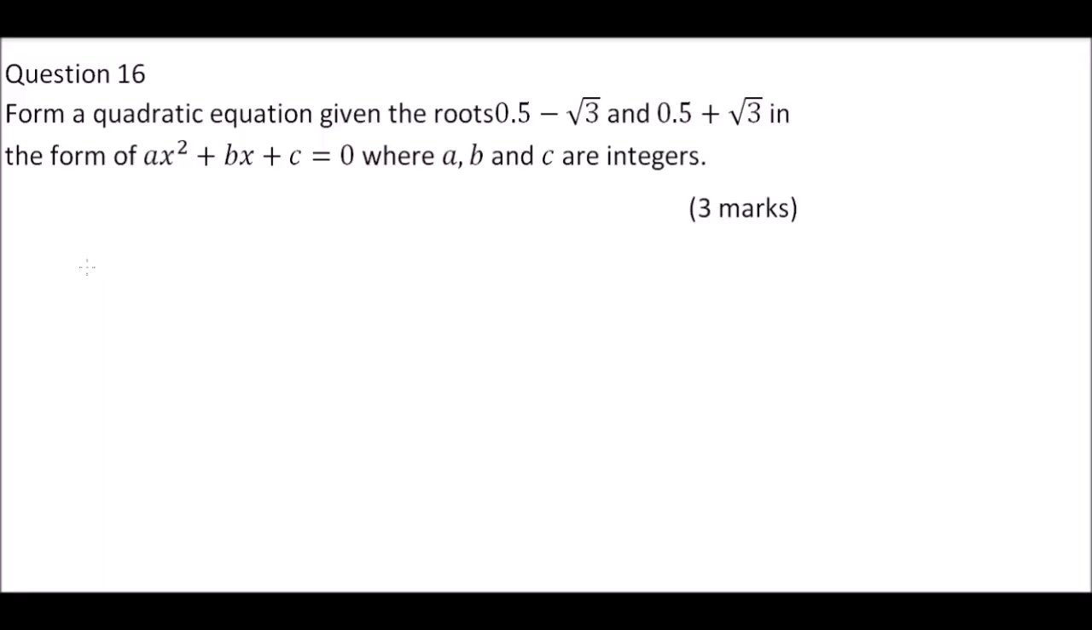Another question asked by a student, and it says, form a quadratic equation given the roots 0.5 minus root 3 and 0.5 plus root 3 in the form of ax squared plus bx plus c is equal to 0, where a, b, and c are integers.